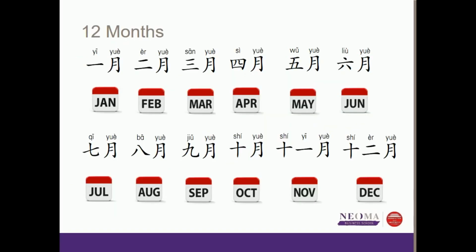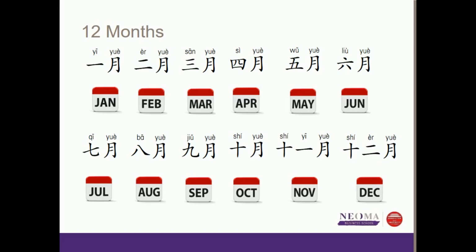Review date expressions. Do you still remember how to express the 12 months? From January to December, it's simply the numbers 1 to 12, plus the character for month, 月. Let's read it together. 1月2月3月4月5月6月7月8月9月10月11月12月.